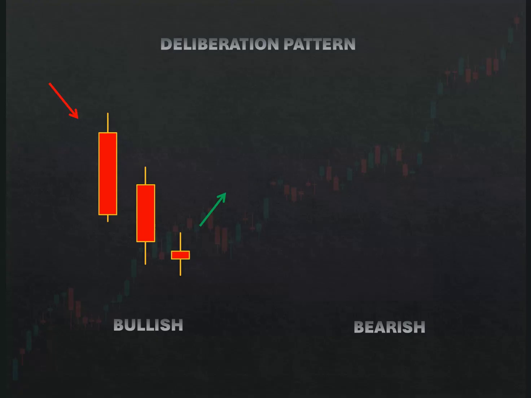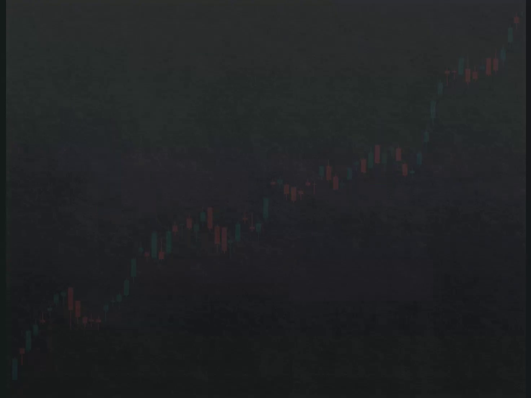Bearish deliberation pattern. At first there is a long bullish candle that continues the existing uptrend. The second one is another bullish candle, usually with a smaller body than the first one, indicating that the upward momentum is slowing down. The third candle is a small bullish or doji candle, showing indecision among traders. This candle has a much smaller body than the previous two candles and often has longer shadows.